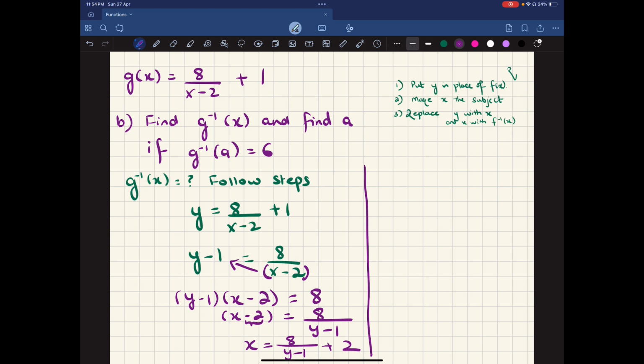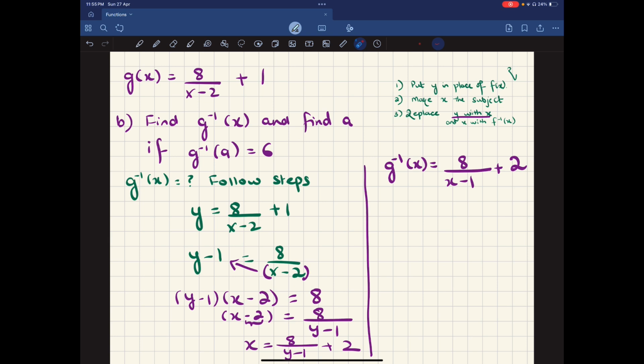What is the next last step? We're going to make replacements. So x is going to be replaced with the inverse function. So g inverse x is equal to 8 over y minus 1 plus 2. We need to replace y with x. So 8 over x minus 1, plus 2. So we have successfully evaluated the inverse function for g of x.